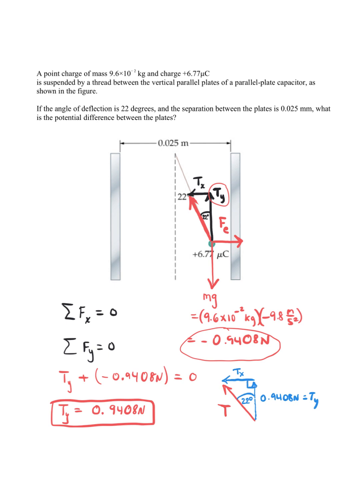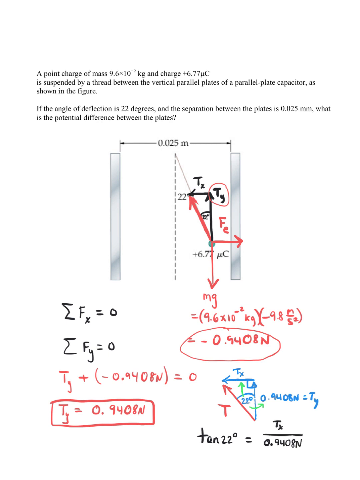So we can now use trigonometry to figure out what the x component of this tension is. And notice how the x component is directly across from the 22 degree angle, which means that the x component is the opposite side to that angle, 22 degrees. The y component is next to the 22-degree angle, so that's the adjacent side. So we can make use of the tangent function to figure out what the x component of that tension is. So we can say that the tangent of 22 degrees is the opposite side, which is Tx, divided by the adjacent side, which is Ty, but we already know what that is, 0.9408 newtons.